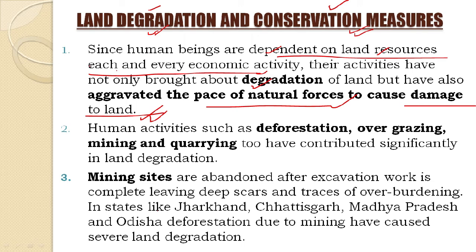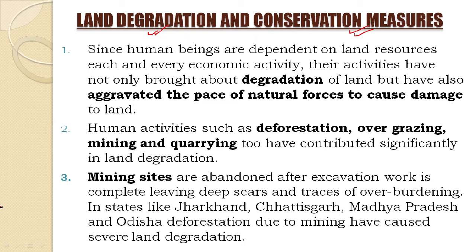But what has happened, what has been the consequence of this? Since human beings have been using and exploiting the land resources, it has not only brought degradation. The first point is that land has been degraded, but it has also aggravated the pace of natural forces to cause damage. Now what is this point relating to? Somewhere down the line, human beings have altered the nature. And how have they altered the nature, students? Simple, it's very simple to understand.